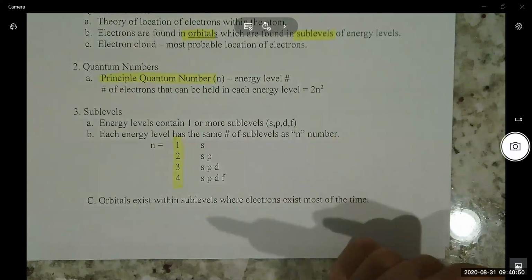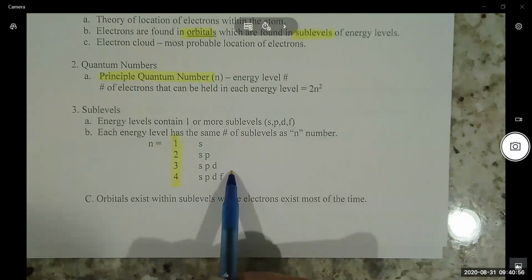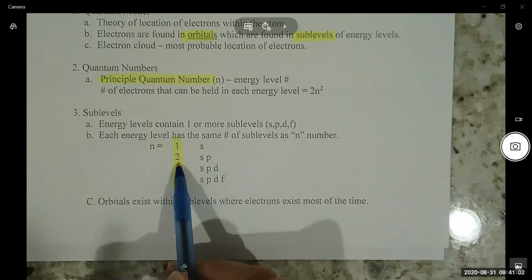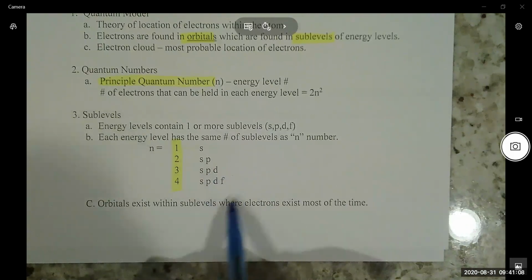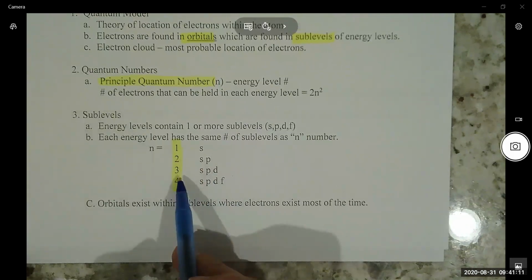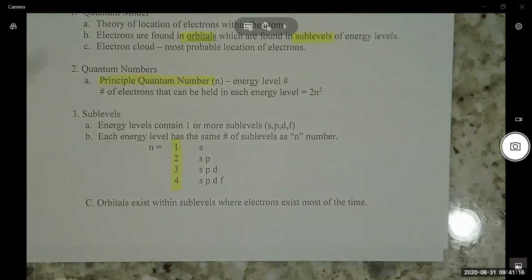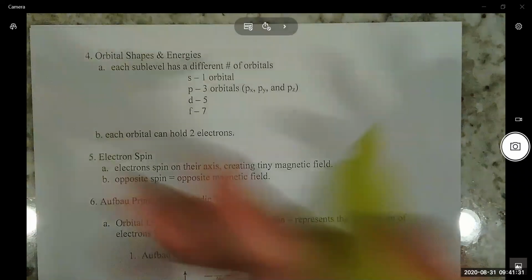Every energy level has sublevels, and it has a different number of sublevels depending on which energy level it is. Energy level 1 has an S sublevel. Energy level 2 has S and P. They all have different shapes, by the way, these sublevels, and hold different numbers of electrons. Energy level 3 has S, P, and D. Energy level 4 has S, P, D, and F. Something to remember, if we go to the next page, is that each of those S, P, D, and F sublevels has what are called orbitals.